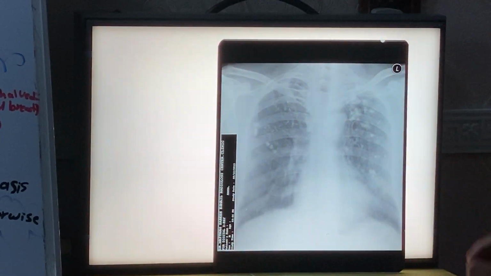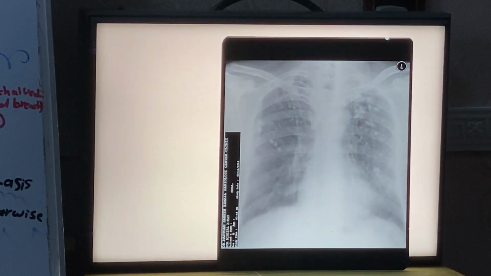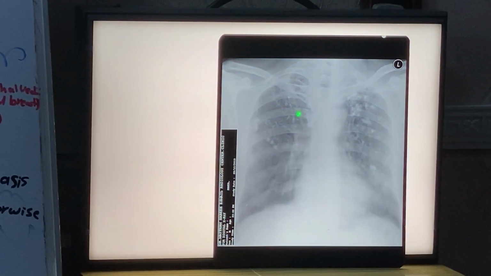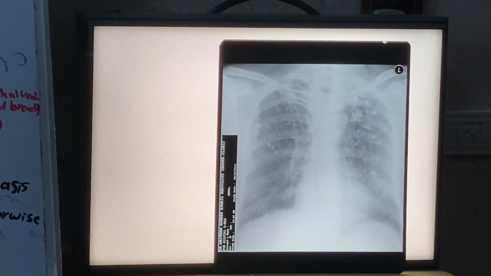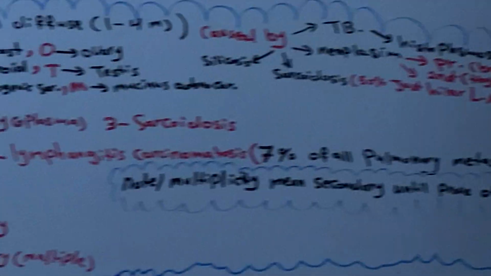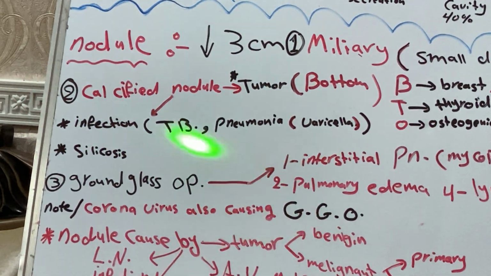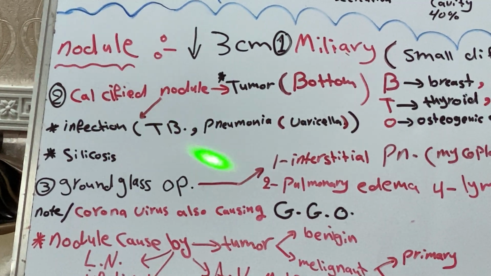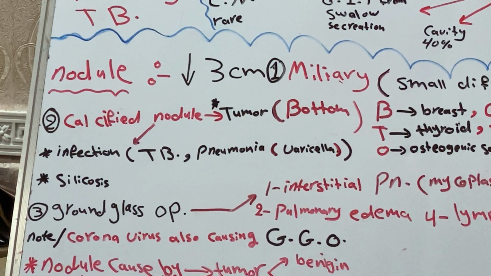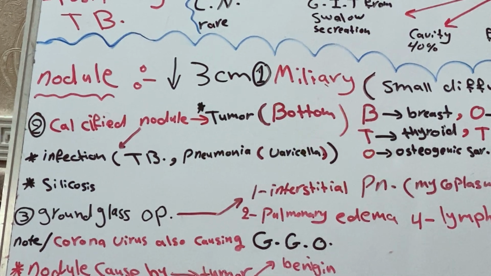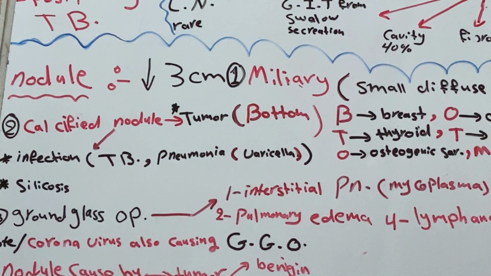Also calcified shadow, multiple calcification in this chest X-ray, PA view, dated, labeled, named. This is the calcified nodule caused either by tumor, infection, silicosis, and the common cause is TB. But there are multiple tumors causing this calcified shadow, as we said, the mnemonic of bone.